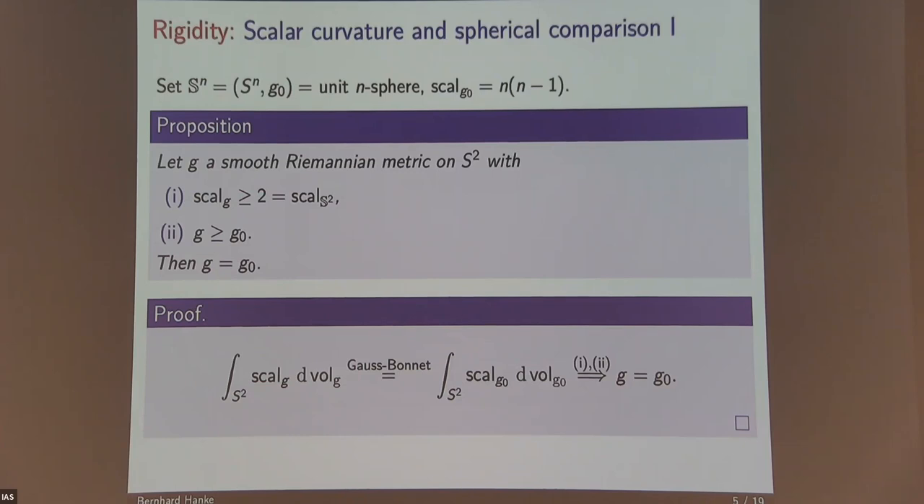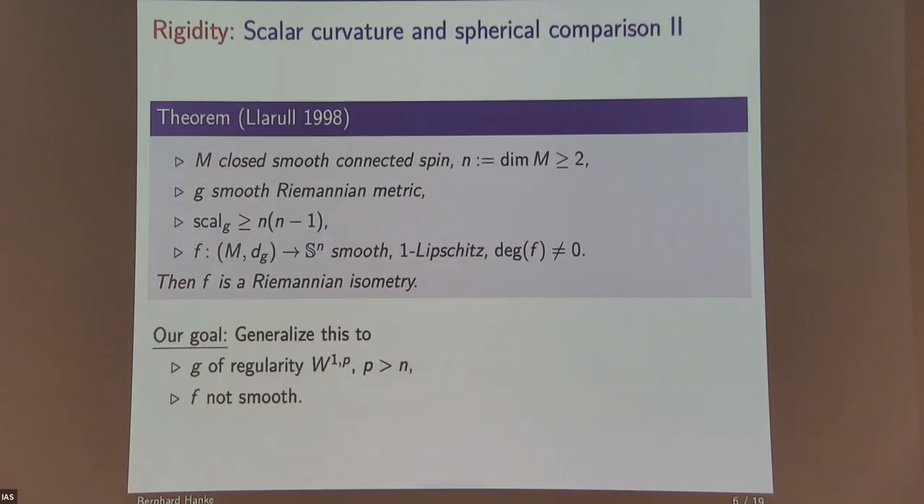So this is a baby example, but it points to a much stronger and much more general comparison result in scalar curvature geometry that I will present next. And this is an interesting result by Llarull. It plays an important role in scalar curvature geometry. Namely, it is in principle the result from the previous slide, but in arbitrary dimensions. And we also can use not just the identity as comparison map between two manifolds, but arbitrary maps, which are smooth and one-Lipschitz.